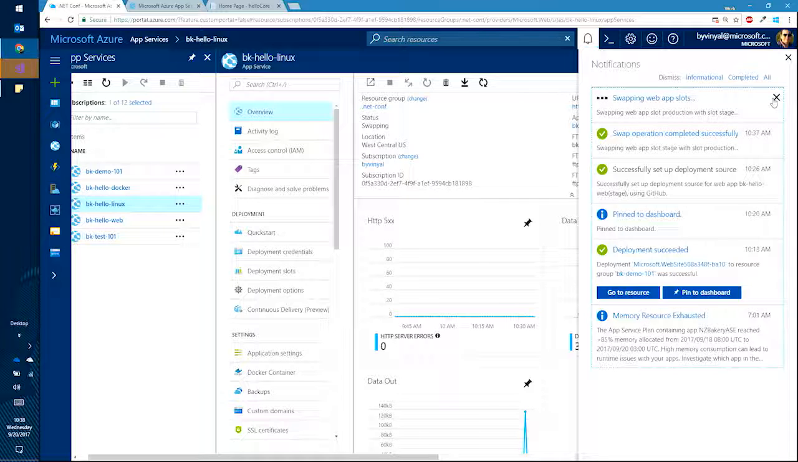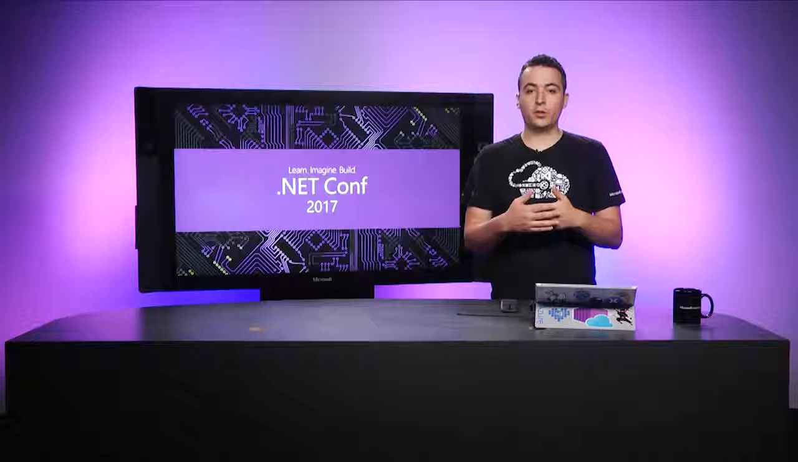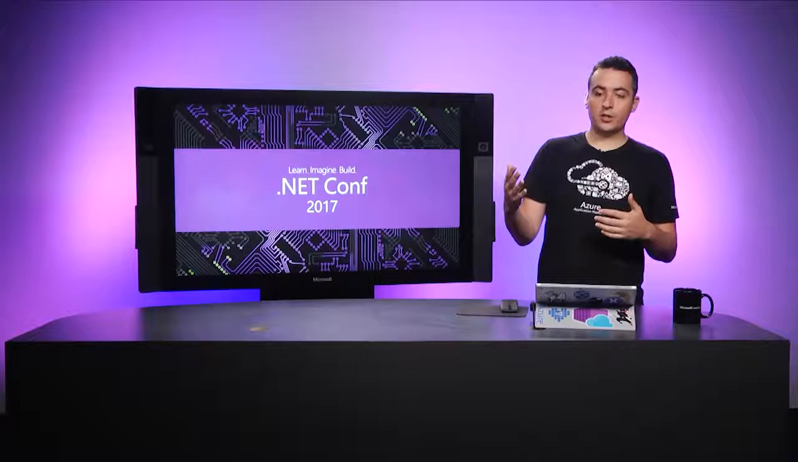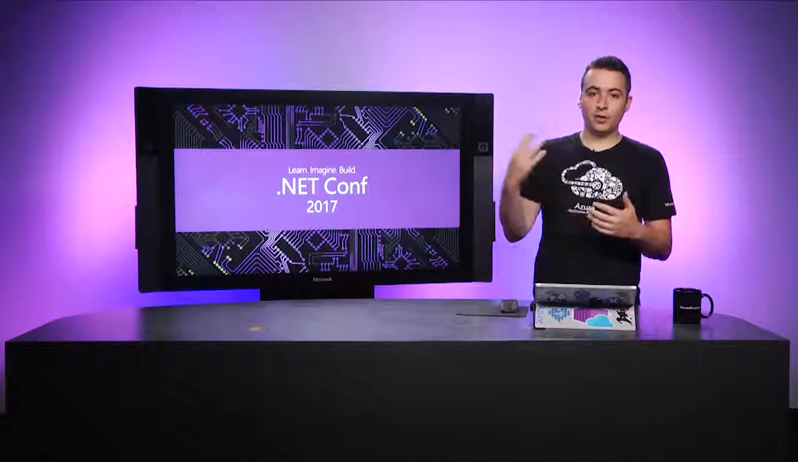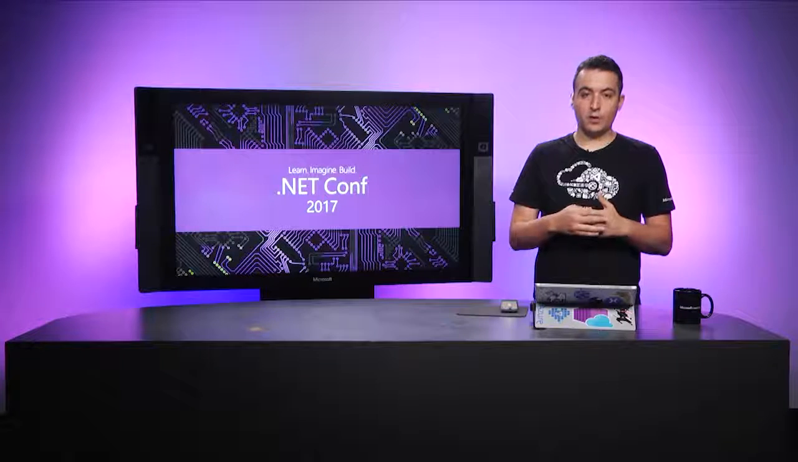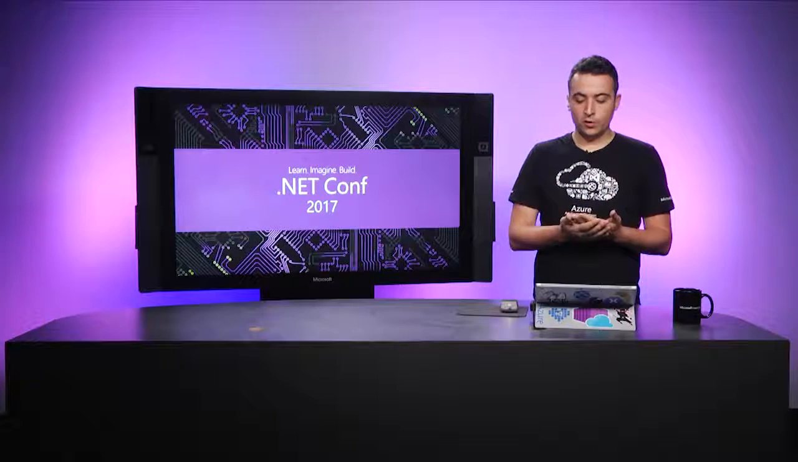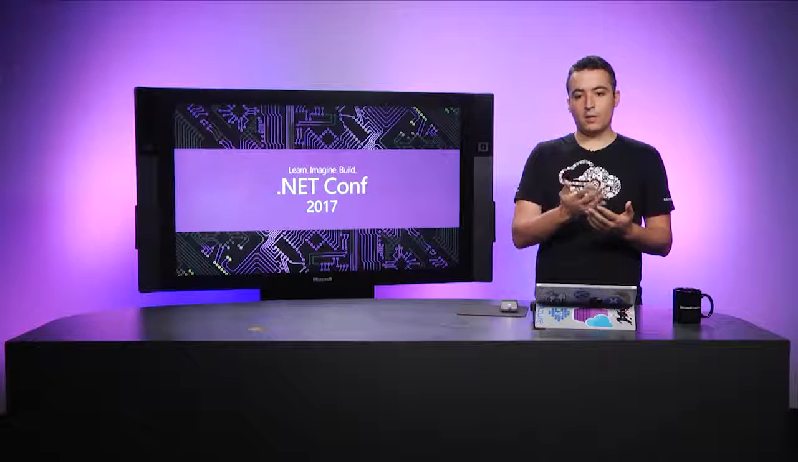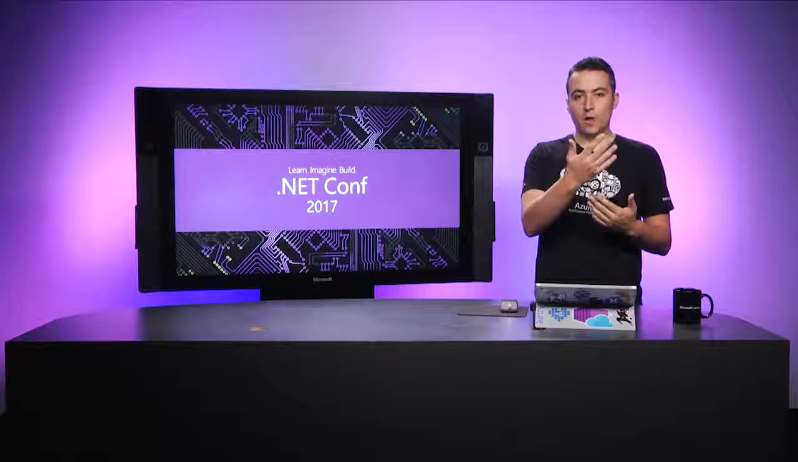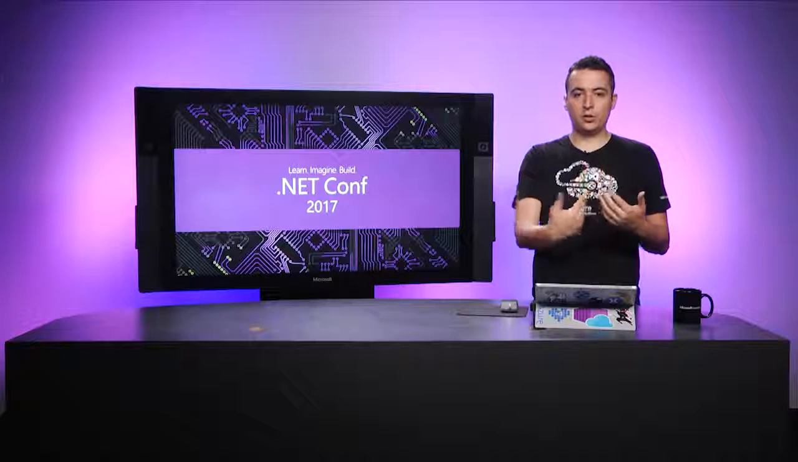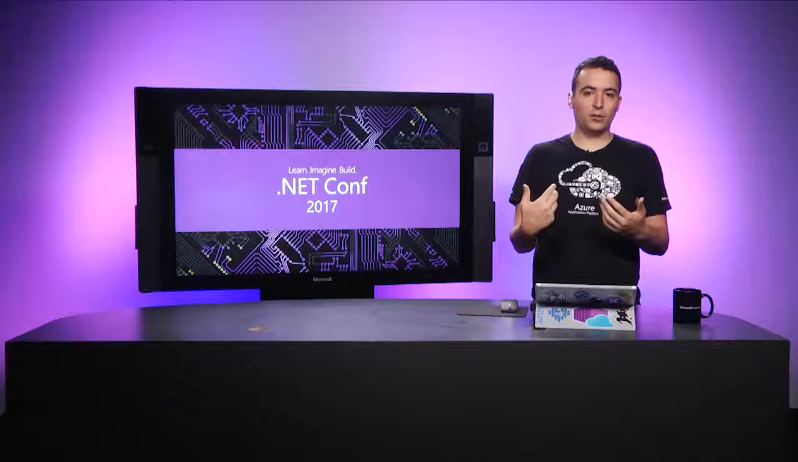Swap still going. So to give you an idea of what swap is doing, swap first of all is going to grab the code that you have in the staging slot. It's going to warm it up, so it's going to send a couple of requests there, make sure your app is running. Then it's going to do a little bit of DNS trickery, where it's going to grab the DNS of the production site, and it's going to start routing new requests coming in into the staging slot once the staging slot is warmed up.